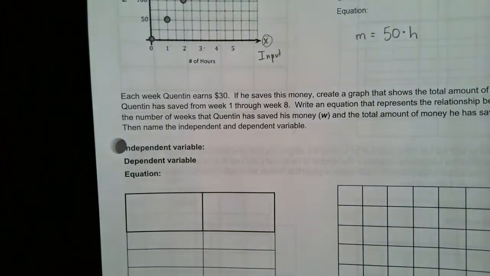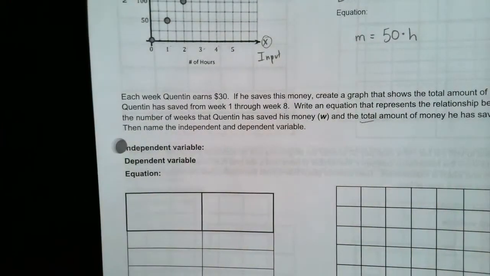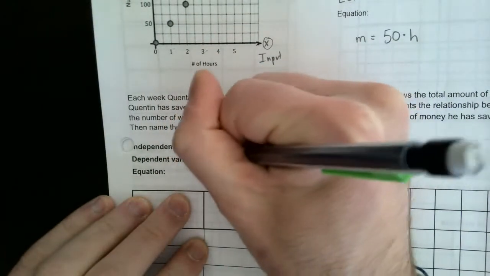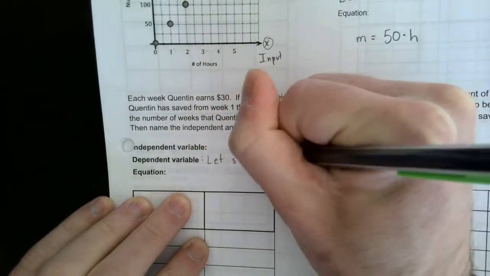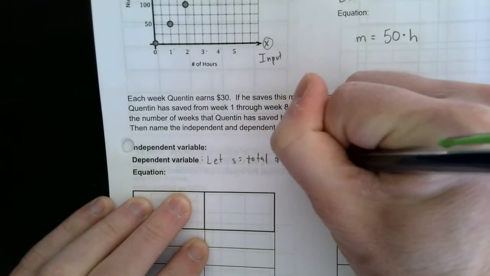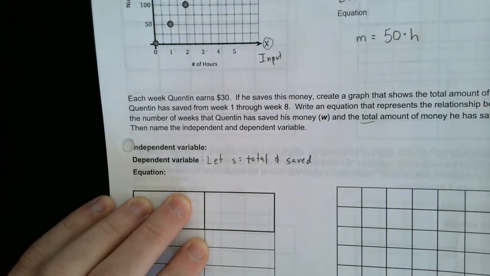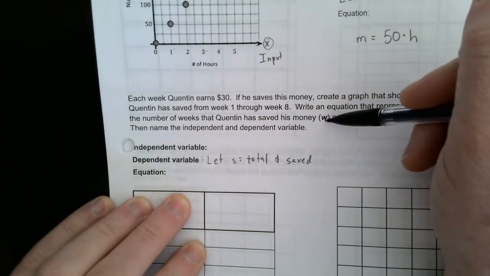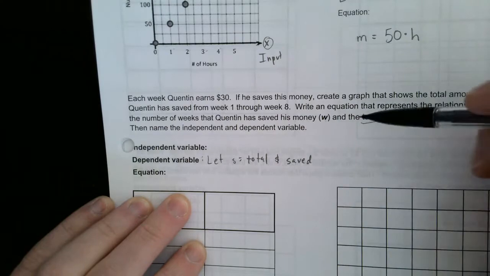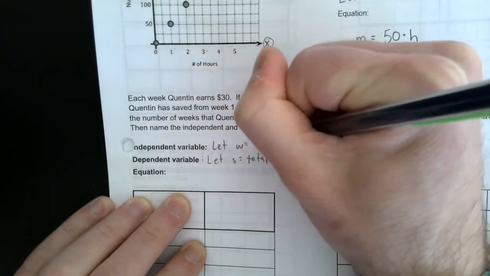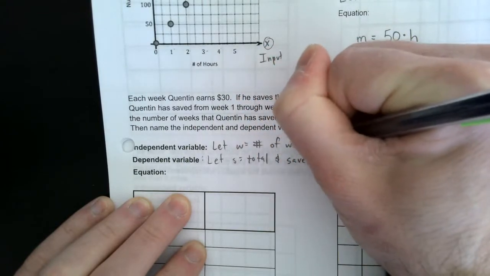Okay, starting off, let's start with that total. That total is going to be the dependent variable. That's the money he saved, s. So the dependent variable is going to be let s equal total money saved, something like that. The other variable will be the input, or the independent variable. I guess that would be w, number of weeks. Let w equal number of weeks.